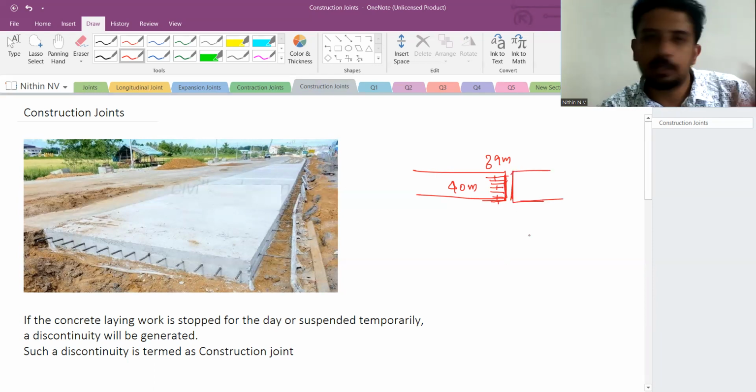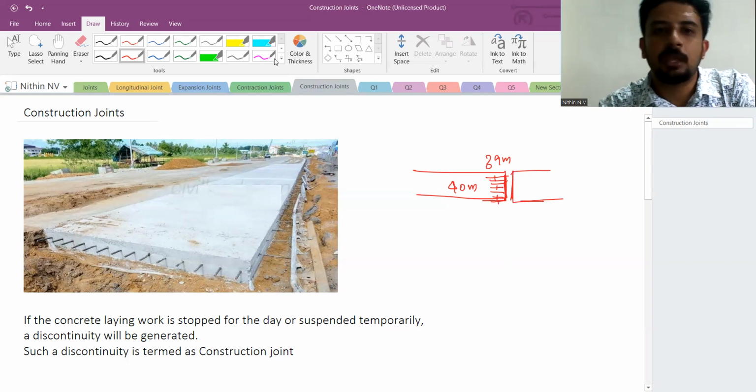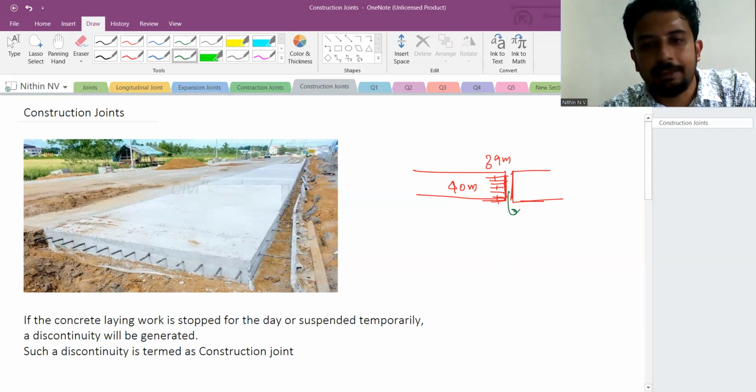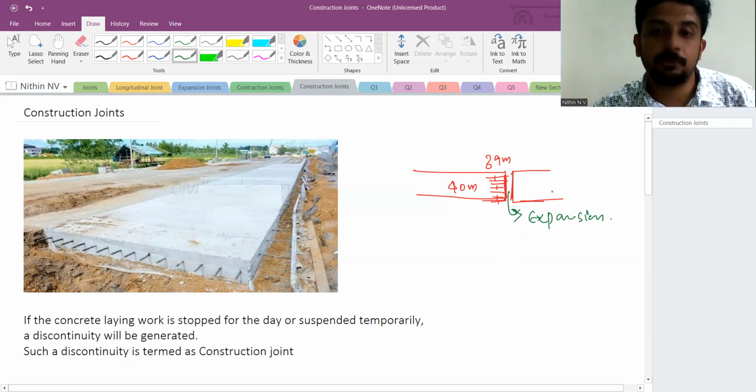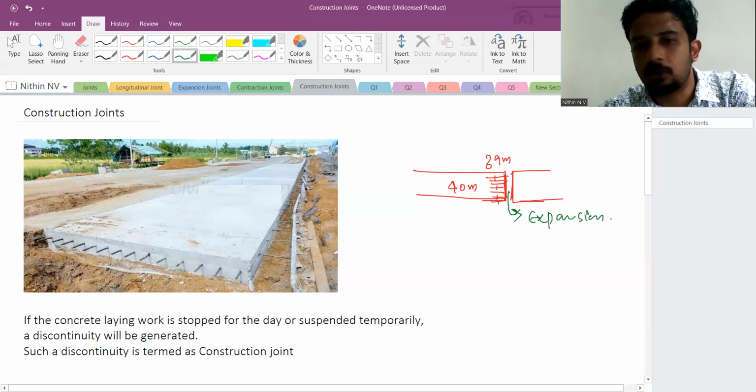Because however, there will be a gap now. We definitely need a gap here already. What is that? Expansion joint. So we are going to provide purposefully a joint there, purposefully a gap there. So we'll try to merge our construction joint with the expansion joint. Understood or not? We'll stop at the end of one particular slab only.